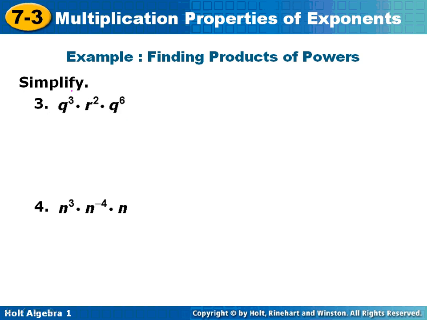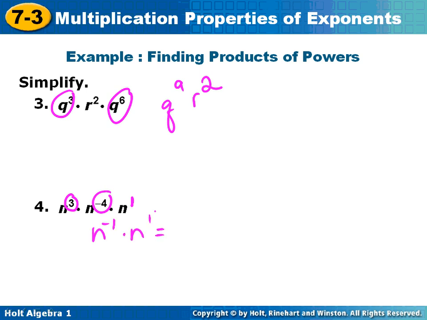Number 3, you put the Q's together. Alphabetically, since Q is first, we're going to put Q to the 9th and R to the 2nd. Pretty easy, huh? Now we're going to do number 4, which is the n's. I'm going to put an n to the first here so I don't forget. 3 and negative 4 is negative 1, and n to the negative 1 times n to the 1. Add the exponents. That gives me n to the 0. So the final answer to this one is 1.